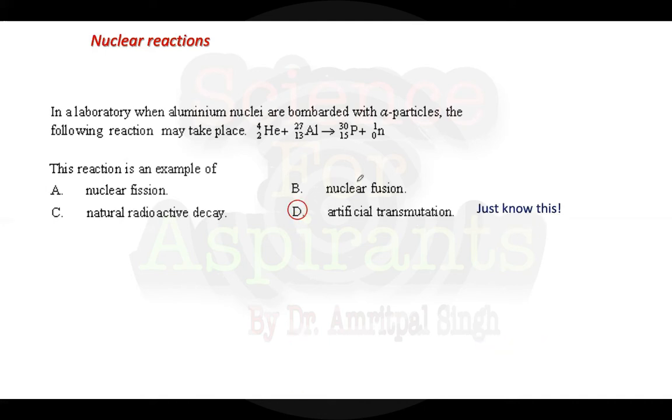So it is artificial transmutation. In the transmutation, we have discussed that we are shooting some small energy particle, and we can convert one parent nucleus to another daughter nucleus, and along with that some small particle comes out. So it is not an example of a fusion, it is not an example of a fission, and it is not a natural radioactive decay. In a natural radioactive decay, we do not need to bombard any bombarding particle. So the only example which it is showing is the example of artificial transmutation.